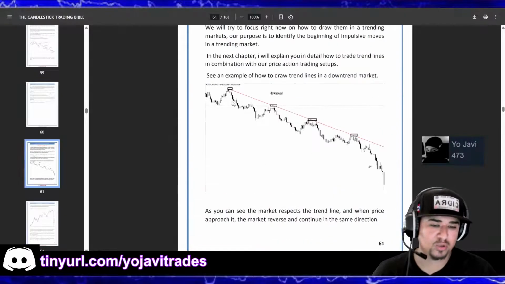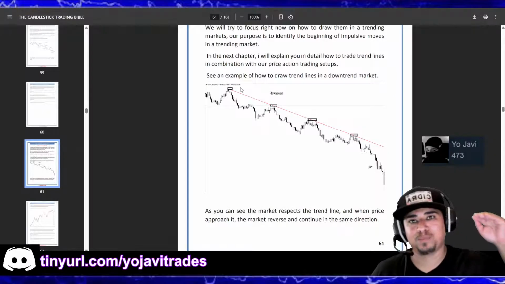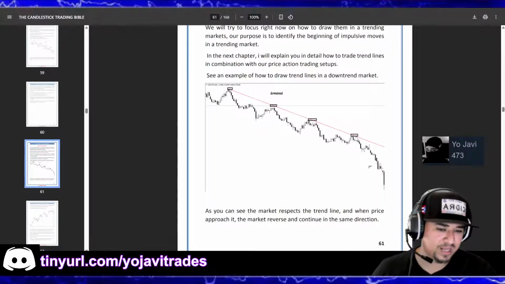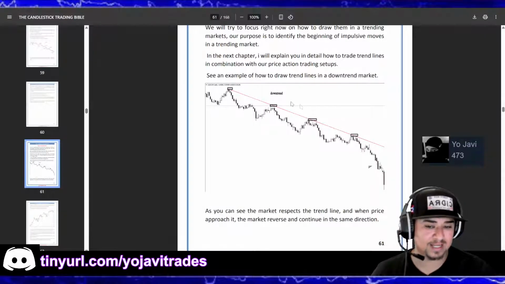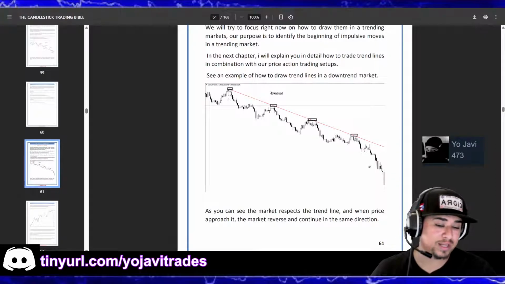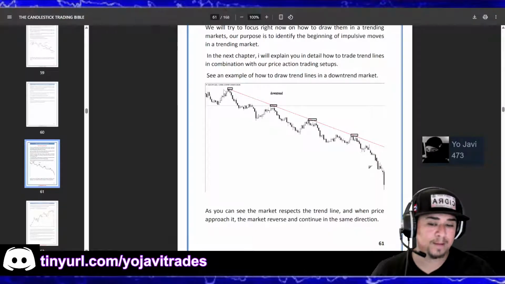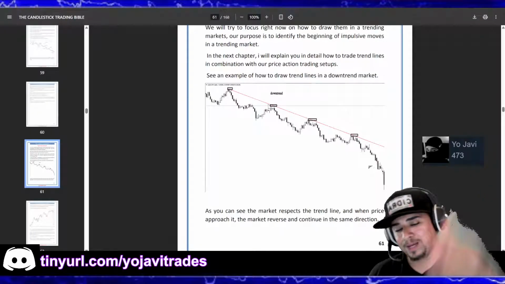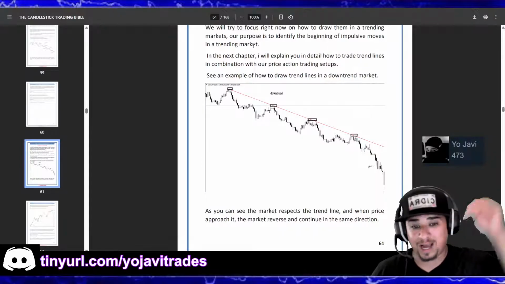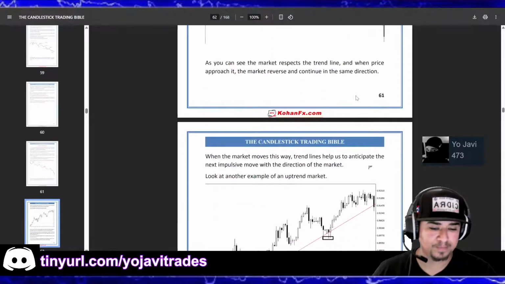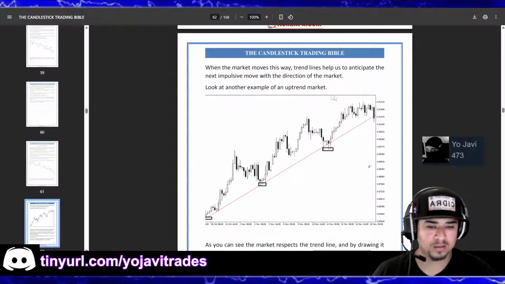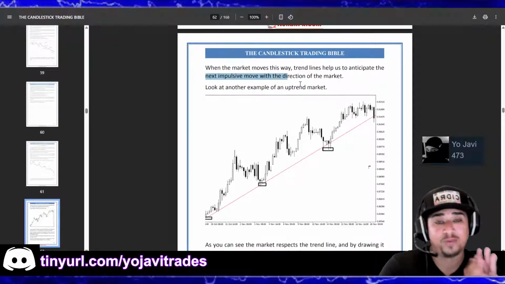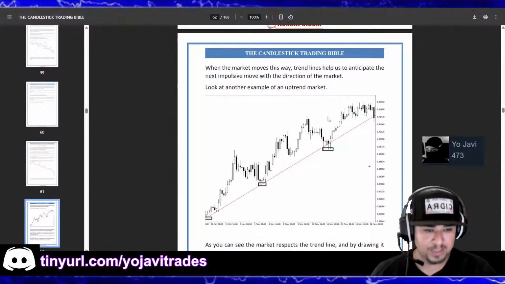So they're doing it to predict the next impulsive move. That's how it's being used here. They're not doing it on both sides, the top and the bottom. They're going with the direction of the trend. So if it's a downtrend, they're putting it at the top to identify where the next potential impulsive move is going to go, where the next down move is going to happen. You see the next impulsive move with the direction of the market. This part right here.